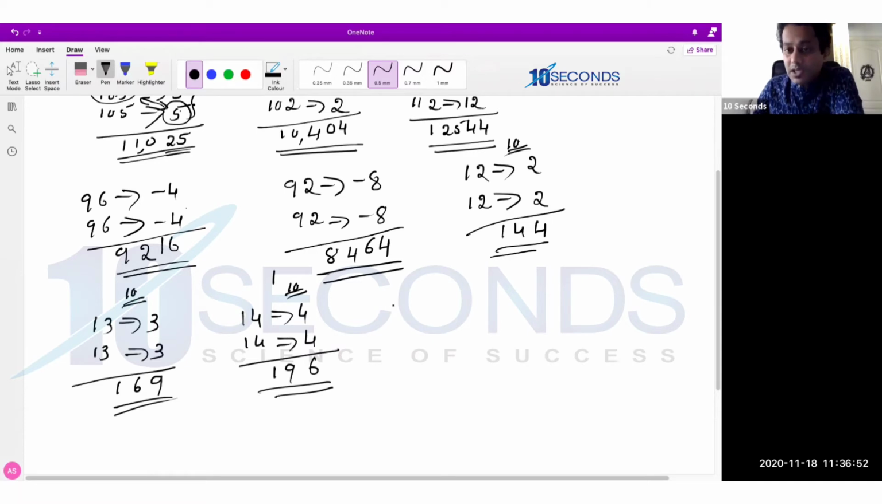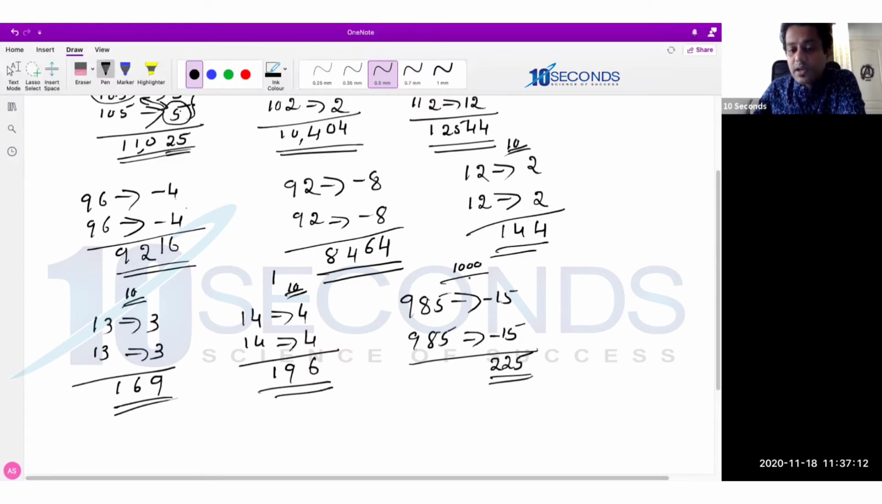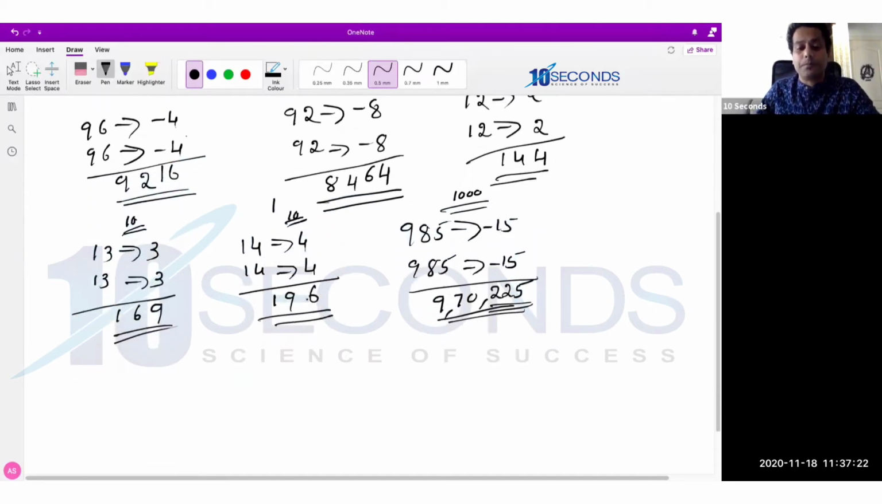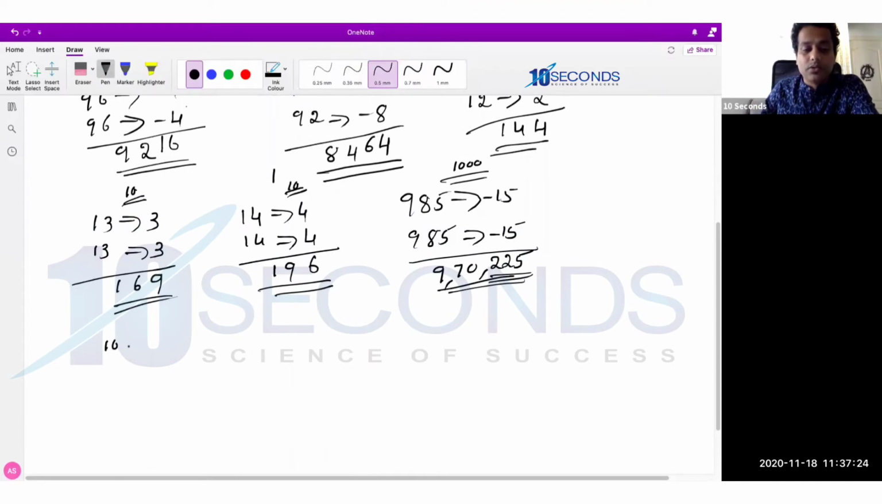Let me take a few numbers which are close to 1000. 985 multiply with 985, it is 15 less than 1000, 15 less than 1000, 15 into 15 is 225. If 1000 is the base, 3 digits are allowed, no need to carry, remember. 985 minus 15 is 970, so 970,225.